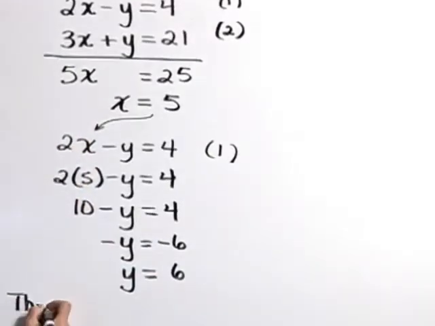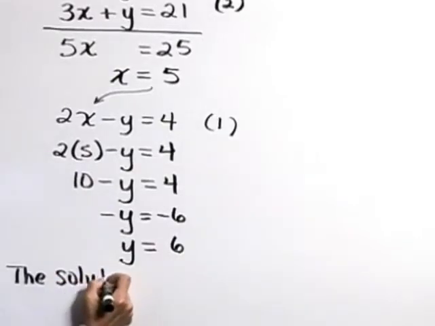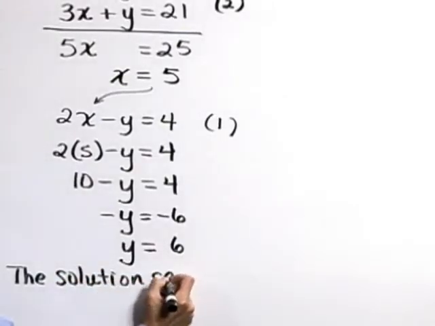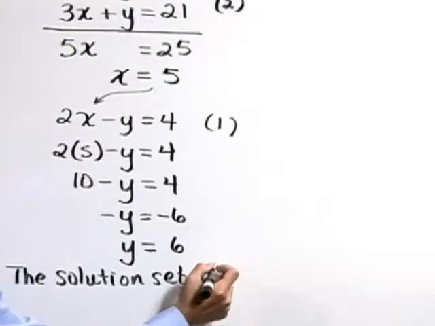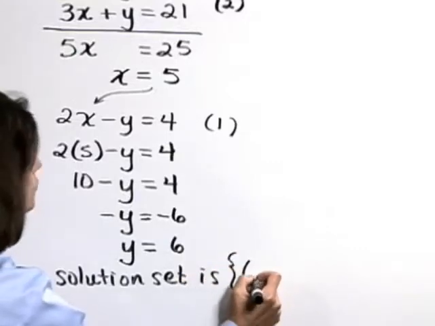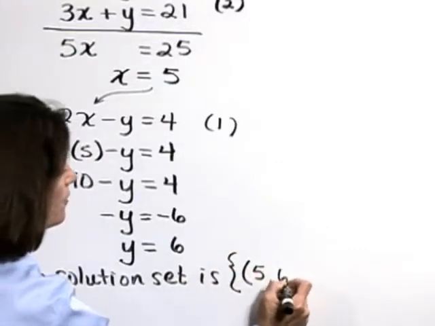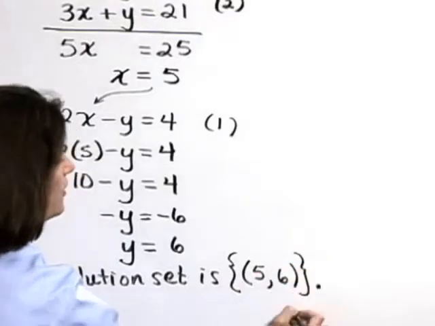Let's summarize this by saying the solution set is the point where x is equal to 5 and y is equal to 6.